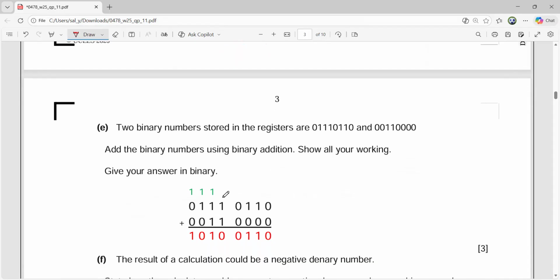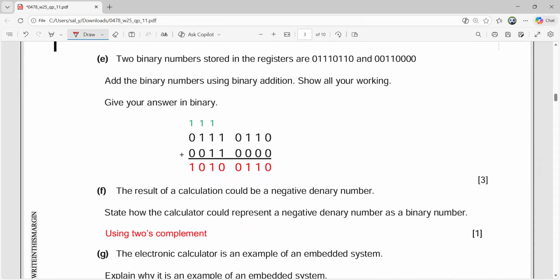1 plus 1 is 0 with a carry of 1. 1, 1, 1 means 1 with a carry of 1. 1, 1, 0 with a carry of 1. 1, 0, 0 will be a 1. In this manner, your final answer will be 1, 0, 1, 0, 0, 1, 1, 0. And if you have written the values properly, you have done the proper carry forward, then you will be able to score 3 out of 3.